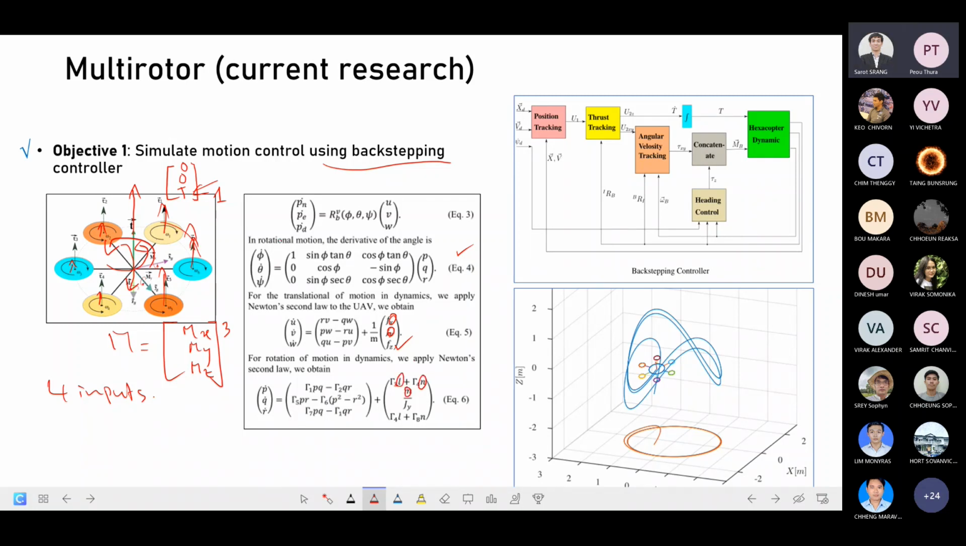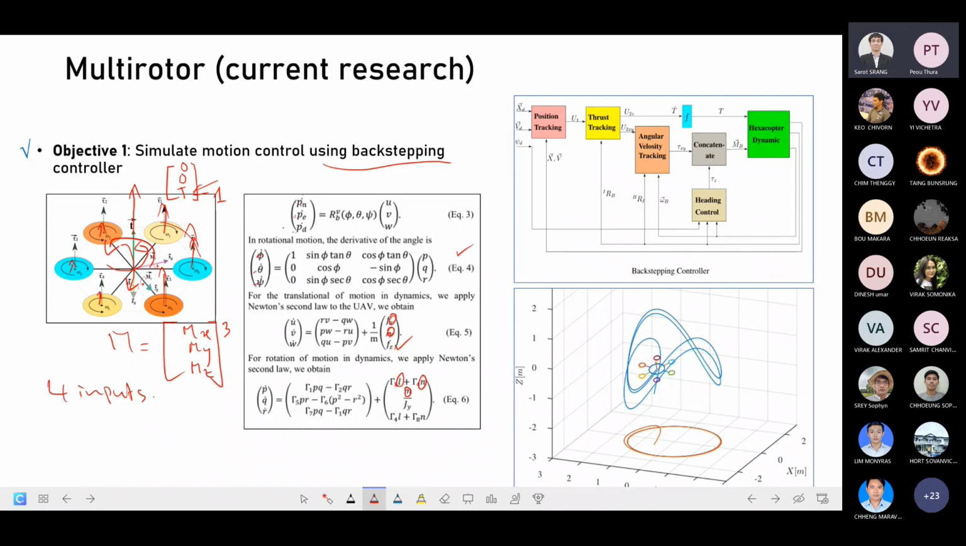And then for the output, there are 12. Sorry, 6, can be 6. Position with respect to the north, east, and down axis. And then orientation represented by Euler angle, for example, roll, pitch, yaw angle. So 1, 2, 3, 4, 5, 6.